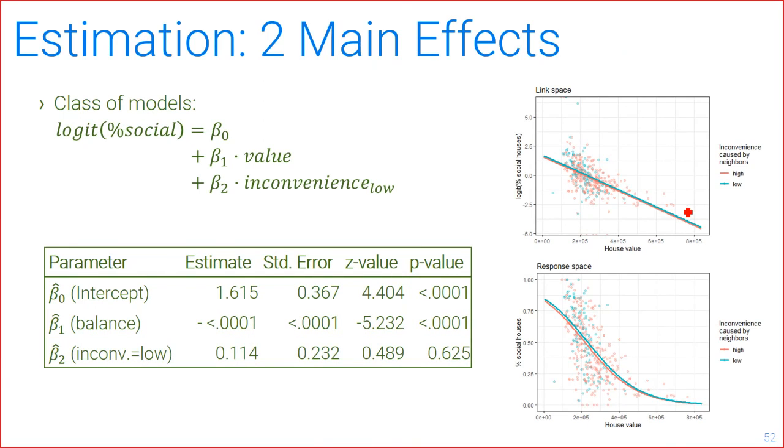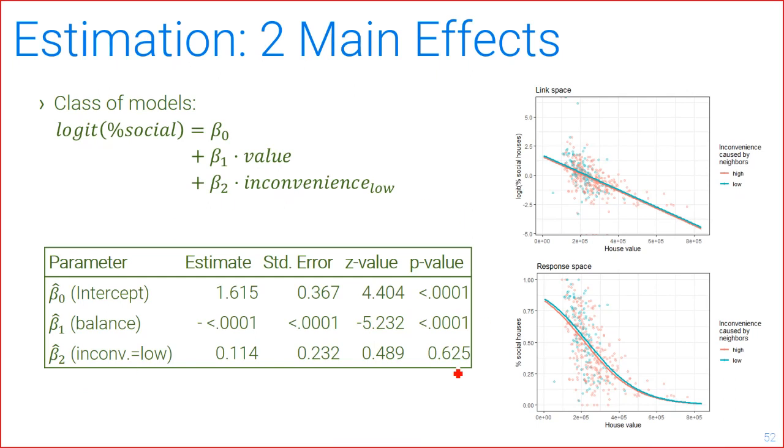We can, of course, include a categorical variable, and that will entail, again, just two different lines, right? One for group A, one for group B. So what we have here is a categorical variable telling us the degree of inconvenience caused by neighbors in this neighborhood. So is it high or low? And again, we could just fit the model.